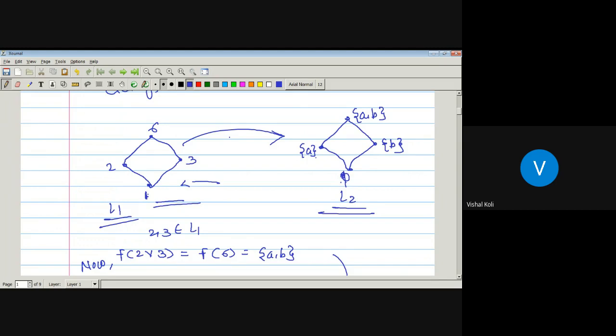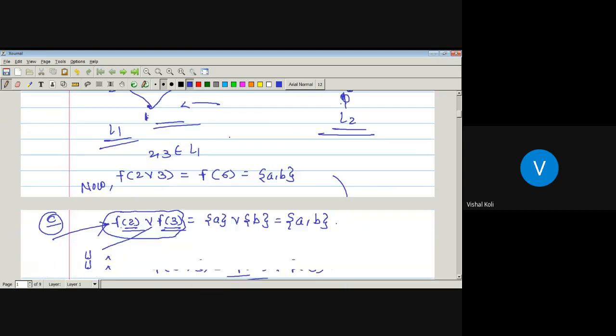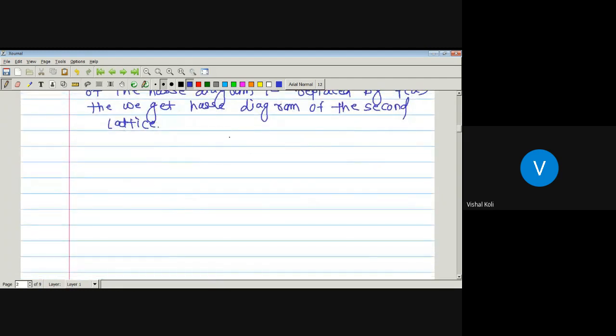If there is an isomorphism from L1 to L2, then only we can draw the Hasse diagram of second lattice from the first one, and we have to give the naming from the first lattice. That is, if there are elements 1, 2, 3 and 6 in the first lattice, then we have to replace the corresponding labels by its images. That is, 1 is replaced by f of 1, 2 by f of 2, 3 by f of 3, and 6 by f of 6. In this way we can draw the Hasse diagram of a second lattice.